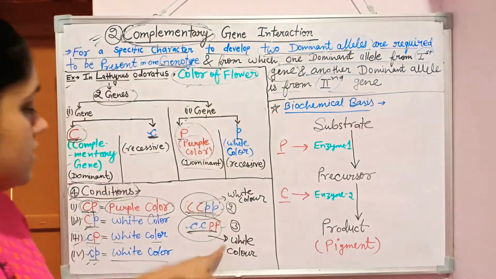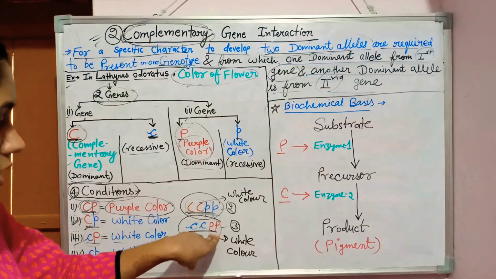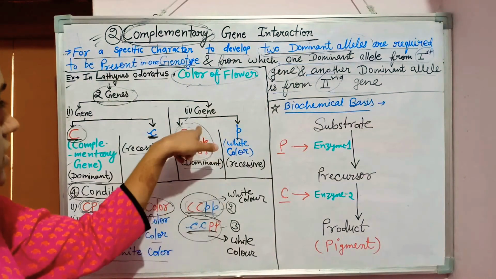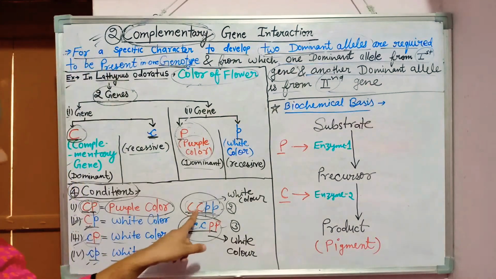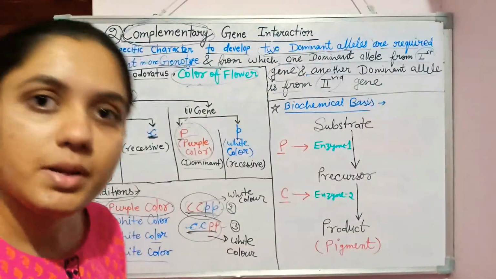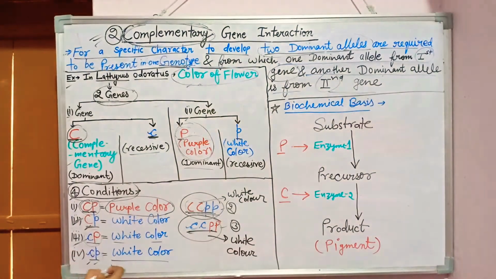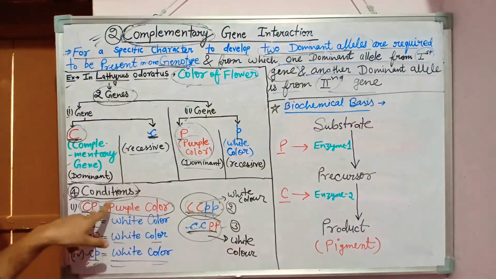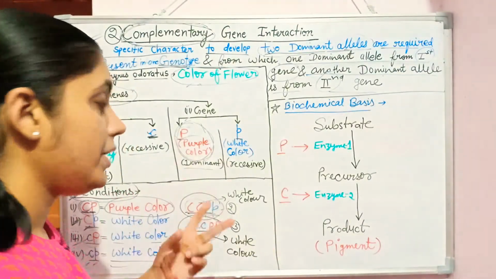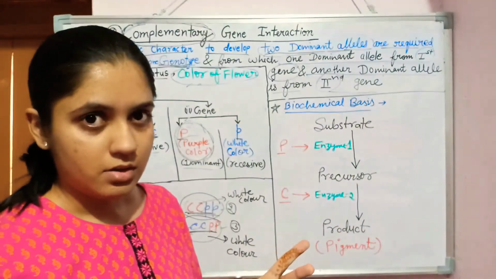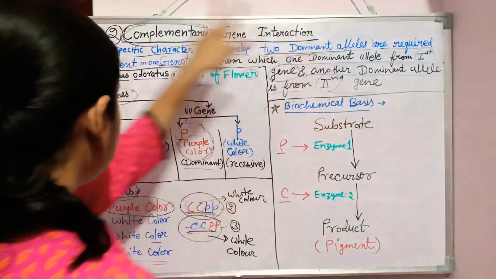Why? Because here you can see two dominant alleles are present, but they are from only one gene, and capital C is absent. So capital C and capital P are complementary to each other. And if both are absent, then the flower is white in color. So to develop the purple color, capital C and capital P must be present in one genotype. So this is it.